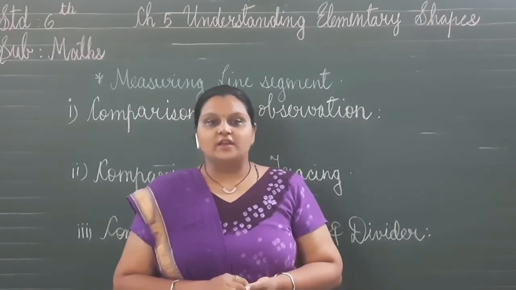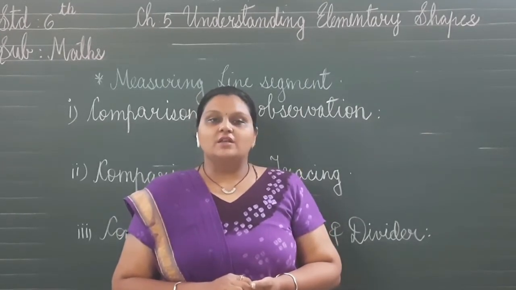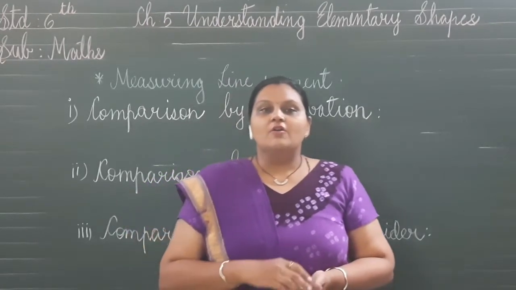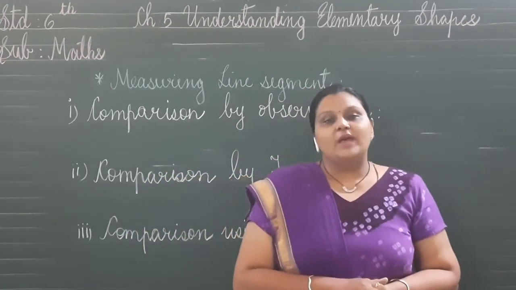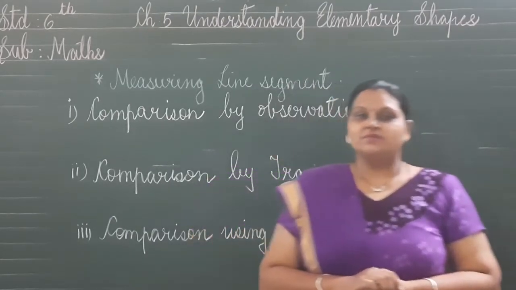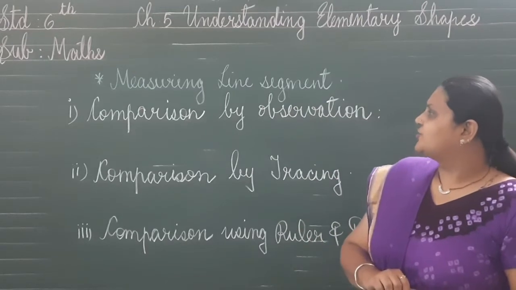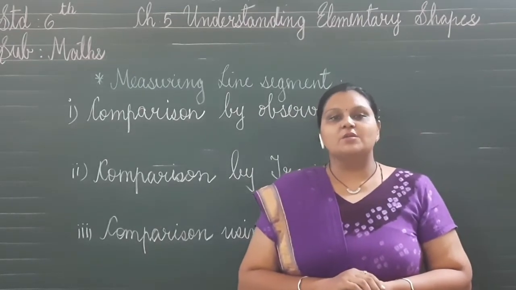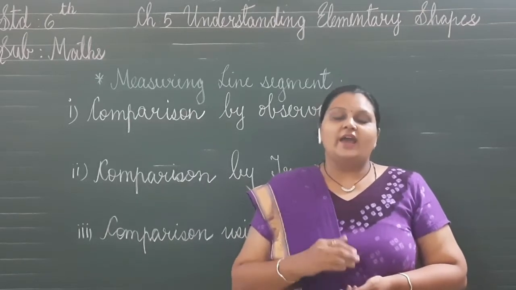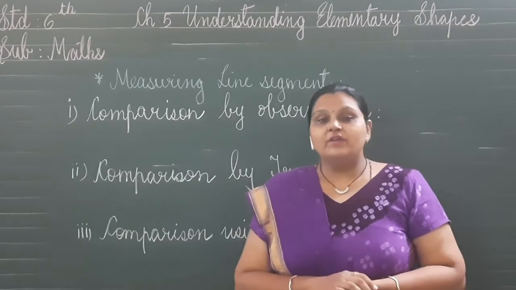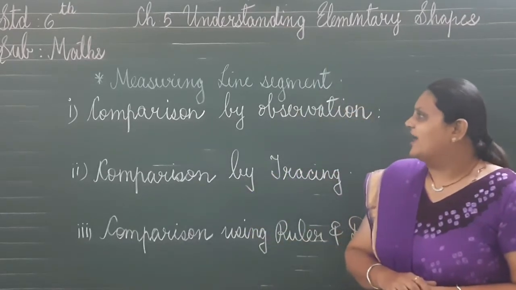Welcome to the YouTube channel. Today we will learn Chapter 5, Understanding Elementary Shapes, from the Standard 6 Maths NCERT textbook. Very first we will start with measuring a line segment. In the previous chapter we learnt about line segments, angles, rays, lines and so on. Now we will see how to measure a line segment.